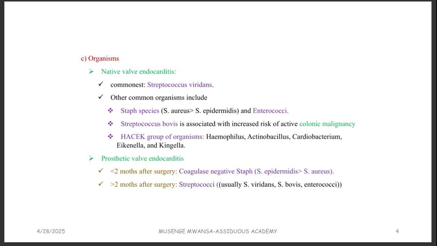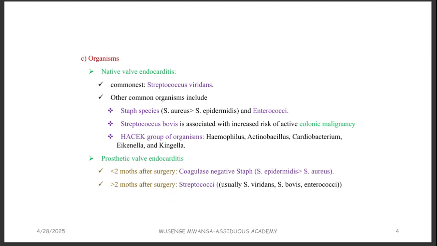So for native valve, the commonest organism that affects a native valve is Streptococcus viridans. Other organisms include the Staph species. So I've got Staph aureus and Staph epidermidis. But when it comes to native valves, the one that affects them more is Staph aureus than Staph epidermidis. You also have Enterococcus and Streptococcus.